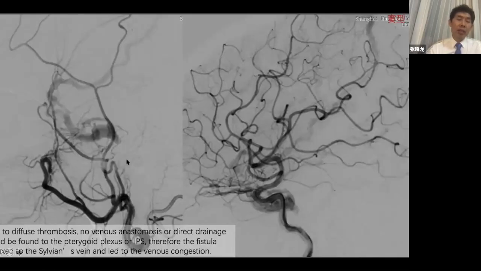And another similar case about the common sinus fistula is the same, that the inferior petrosal sinus was occluded. So here is the common venous segment and reflux to the severe vein. And here is the internal carotid artery angiography. It shows the same venous part. And here is the common venous part. Here is the common sinus. The occluded inferior petrosal sinus was not shown here.